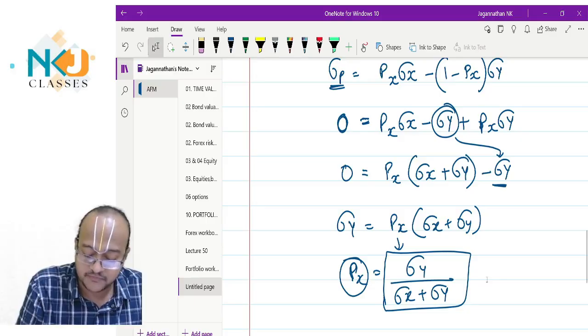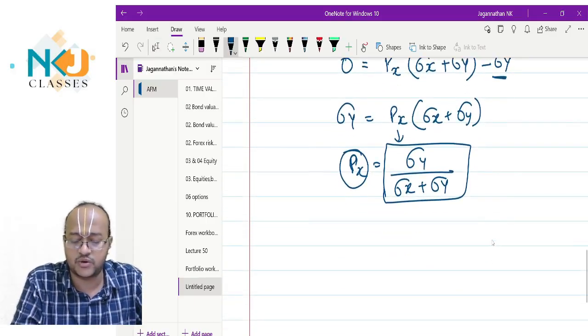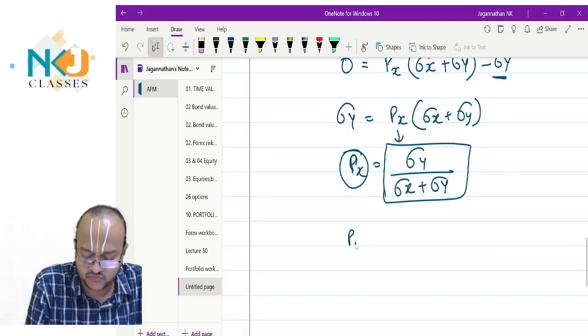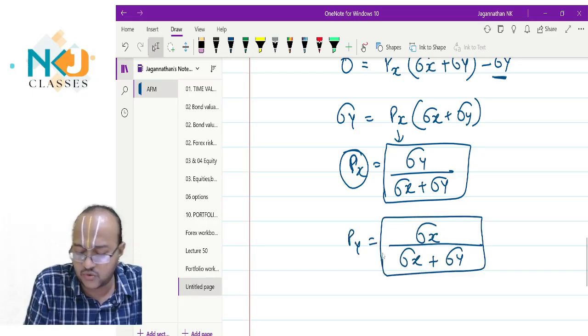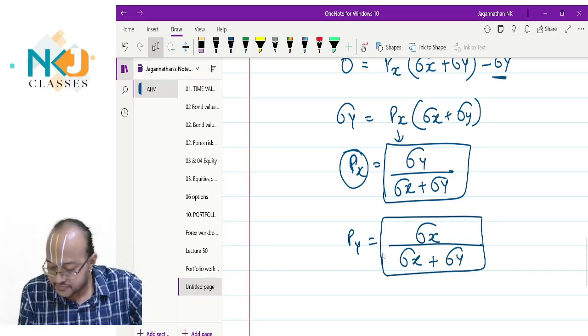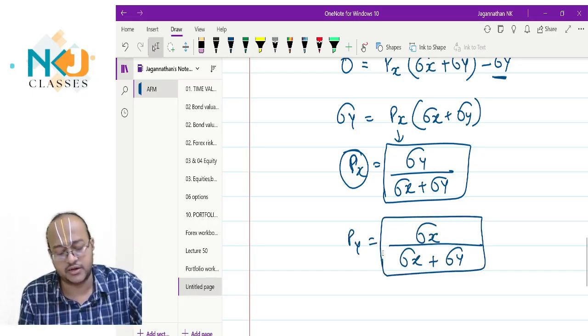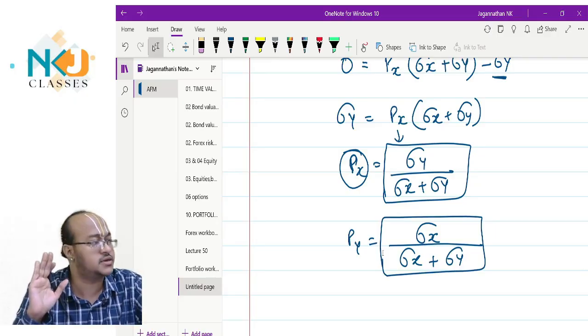Are you all understanding? Same way, I don't need to show the derivation for proportion of y also. Proportion of y is nothing but sigma x divided by (sigma x plus sigma y). This is what you get when you equate it. Okay, are you all understanding this discussion? Is it clear?